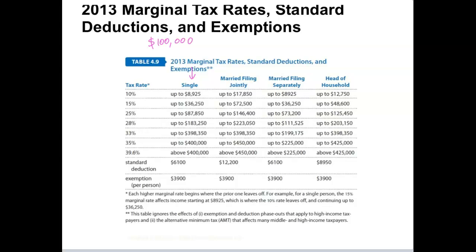So I got 125%. So the answer is actually 28%. So notice that it says up to. So you are going to be paying at the 25% level, but that's for people who earn up to $87,850. You earn more than that. So some of your money is going to be paid at the 28% tax rate. Does that make sense?